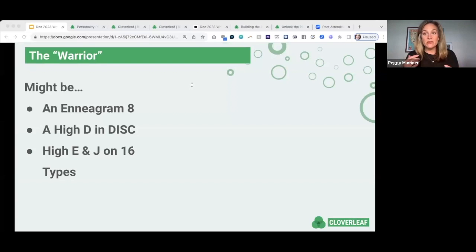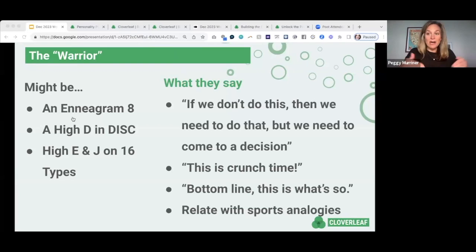You might be able to observe those traits in an Enneagram 8, which loves action and is comfortable with movement and getting things started, with D in dominance on the DISC, and with extroversion and judgment on 16 types. They might even show up and get things moving, and they have a desire to resolve situations. So they want to check the box, they want to get to the finish line, and they want to clear the task or the project off of their to-do list.